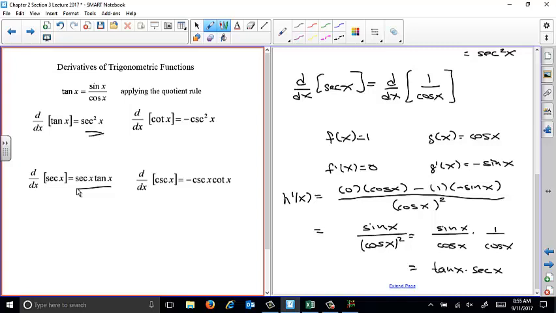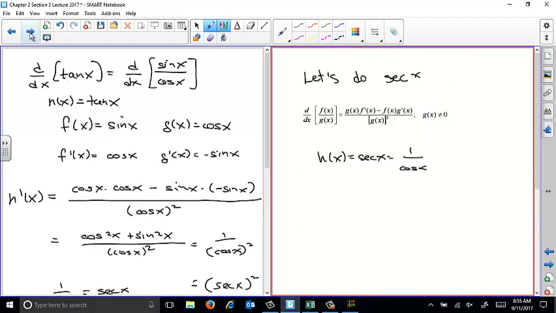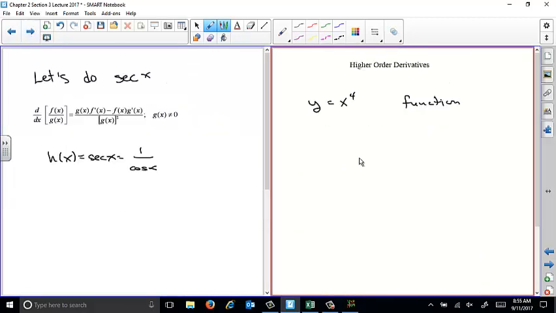Again, the derivative is the slope of the tangent line to the curve. Okay, so that's it, deriving trig functions. The last subject here is higher order derivatives. So what we've done so far is we've just done what we would call the first derivative. But if you take the derivative of the derivative, that would be called the second derivative. If you take the derivative of the derivative of the derivative, then that's the third derivative. So you can keep taking derivatives until you get to 0, or you get tired of doing them.